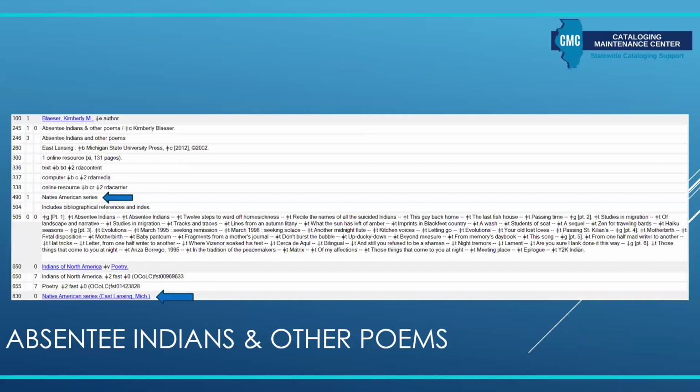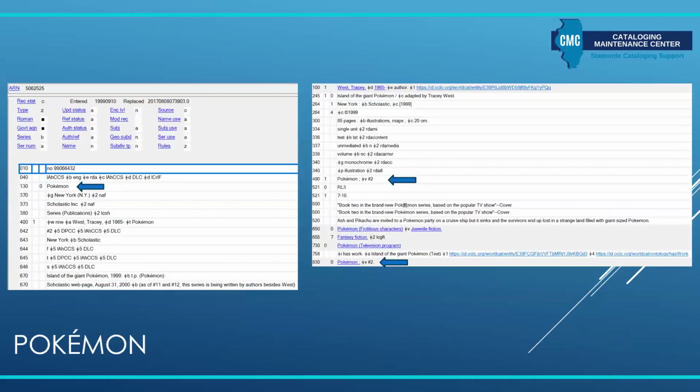So this is for Absentee Indians and Other Poems. The series statement is in the 490 first indicator 1 field, Native American series, remember, transcribed as found on the item. And then the authorized series statement is in the 830 second indicator 0 field, series added entry, uniform title, which is the Native American series, and then East Lansing, Mich period in parentheses.